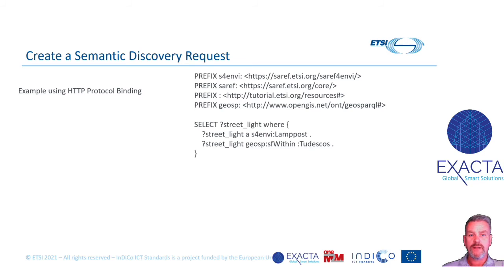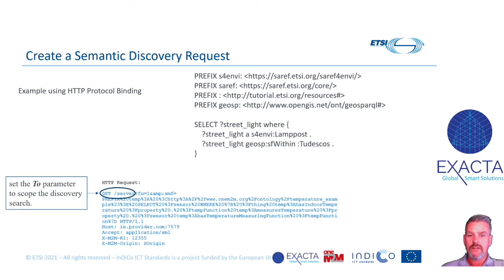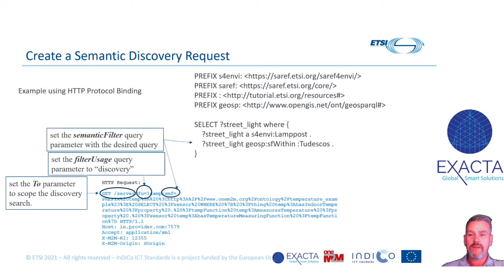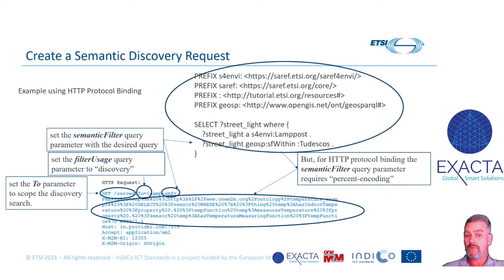When I issue a semantic discovery request, I'll be using HTTP requests in my demonstration. Issuing a semantic query uses the GET operation, and the target in this example is the top level of the resource tree. I'll then specify that this is a discovery request using the filter usage parameter. And then I'll provide the semantic query that I am interested in. And since I'm using the HTTP protocol, I'm required to percent-encode the SPARQL query.